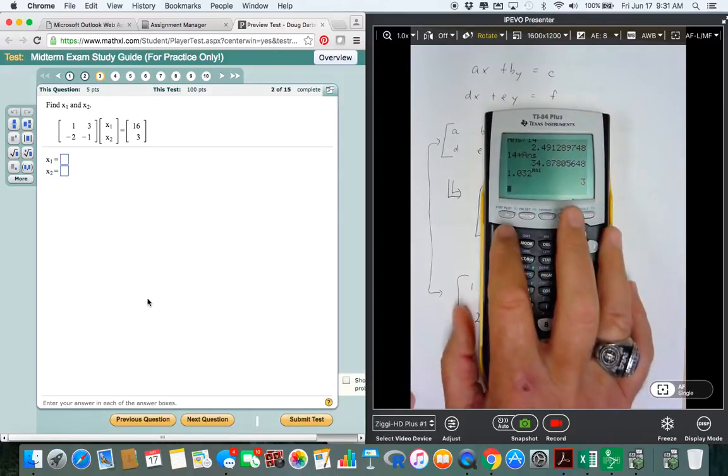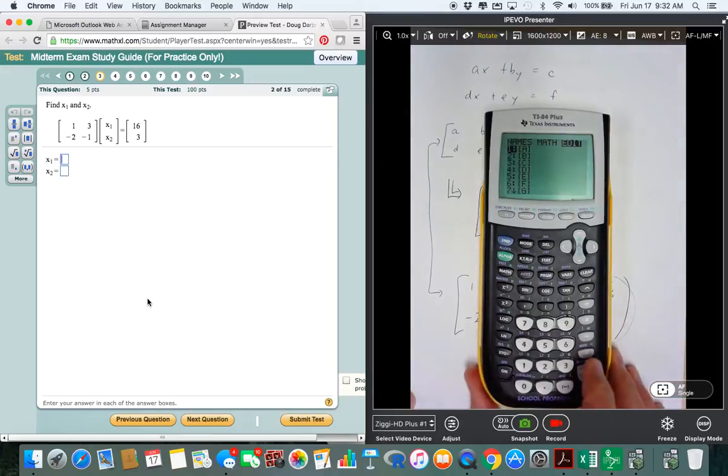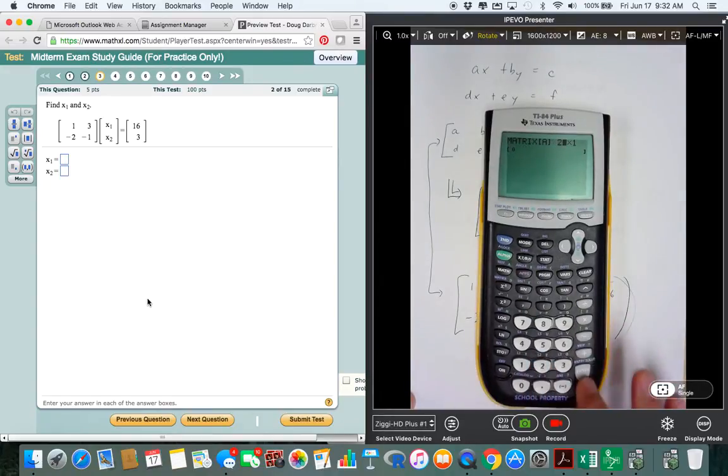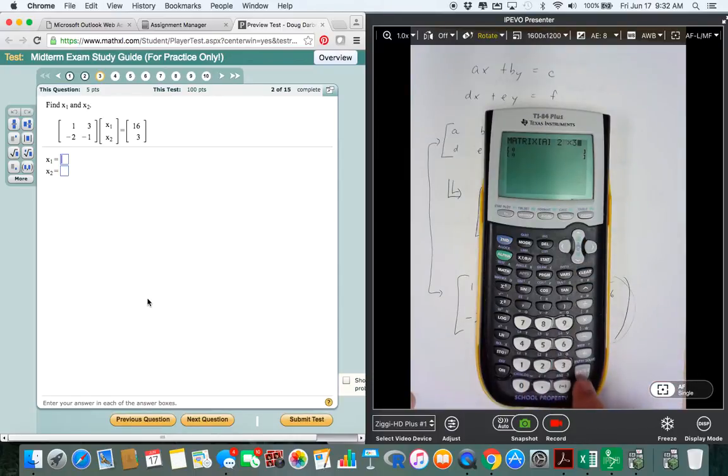Guys, this is going to be super easy. So let's go into edit, and we're going to need a 2 by 3 matrix. So I'm going to have a 1 and a 3 and a 16, and a -2. Guys, when you're given a negative number, make sure you use this one right here, and don't do something wacky and use the subtraction sign.